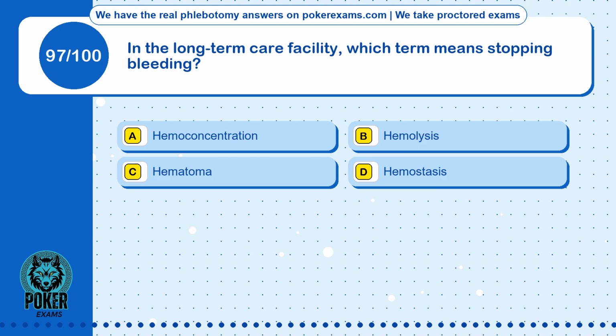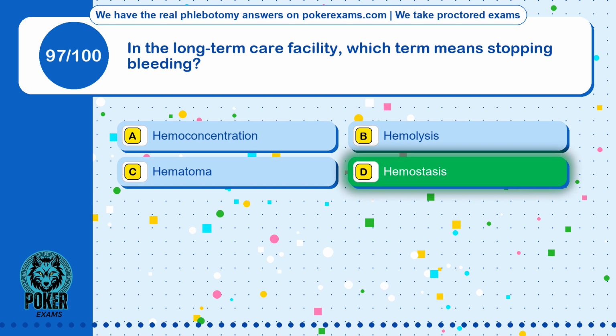Question 97. In the long-term care facility, which term means stopping bleeding? Option A. Hemoconcentration. Option B. Hemolysis. Option C. Hematoma. Option D. Hemostasis. The correct answer is option D. Hemostasis.